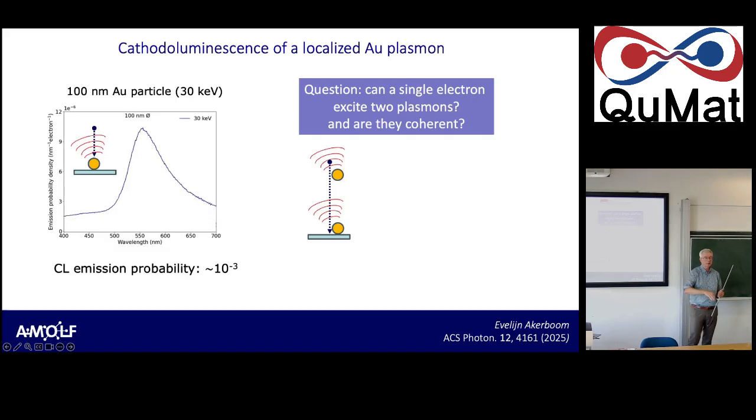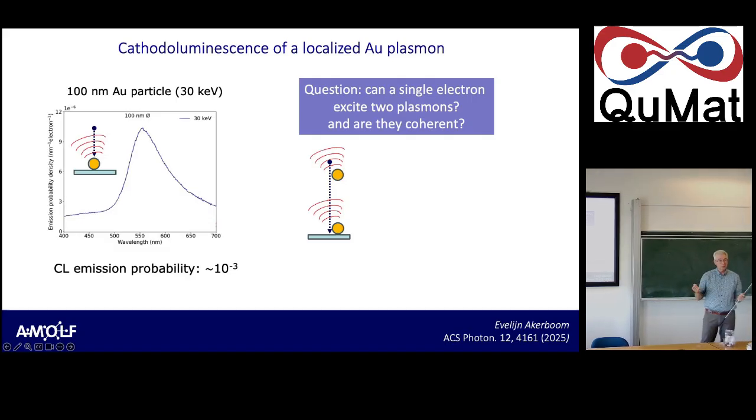So for every electron that comes in, 10 to the minus 3 photon per electron. It seems small, but if we have a 1 nanoamp electron beam, you have 10 to the 10 electrons per second, times 10 to the minus 3, so 10 to the 7 or so photons per second. We can count them all. So it's actually a very efficient process in optical experiments.